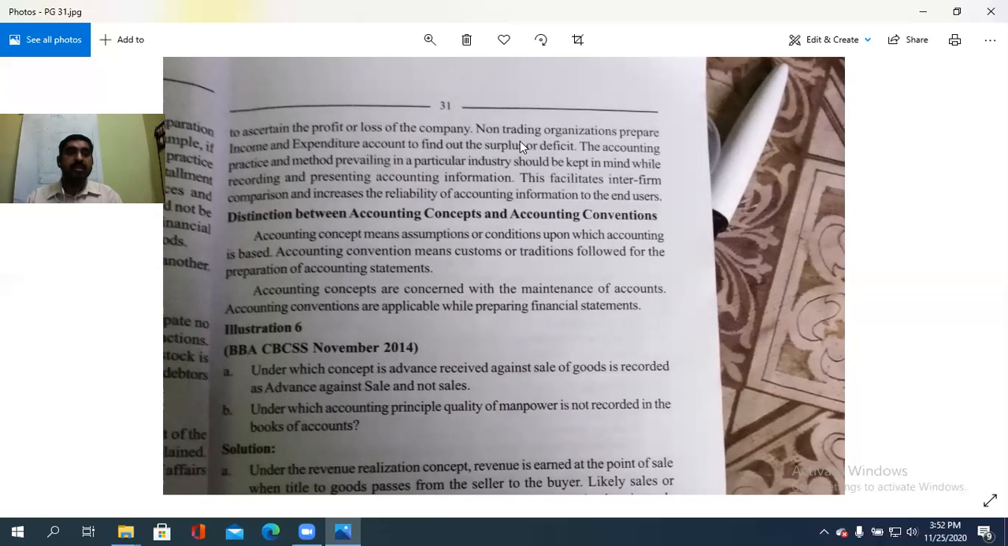But only the name is different. In P&L, income is coming and expenditure is going out. Like the same, for the non-trading, they are preparing the income and expenditure. For the insurance, revenue account, like that. So different industries will follow different practices of accounting, but at the same time, it is the same.